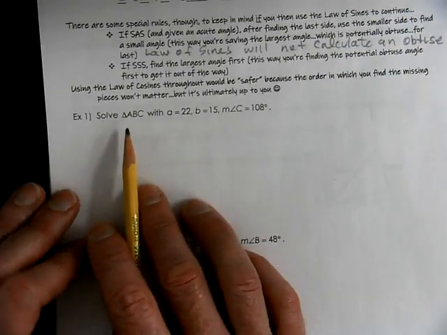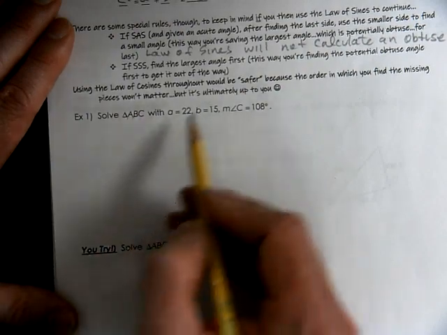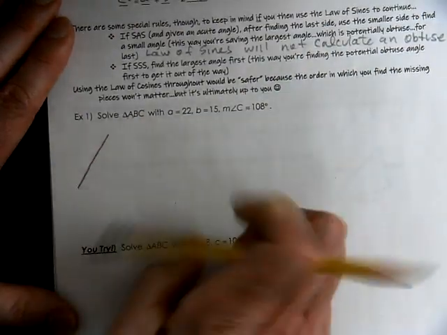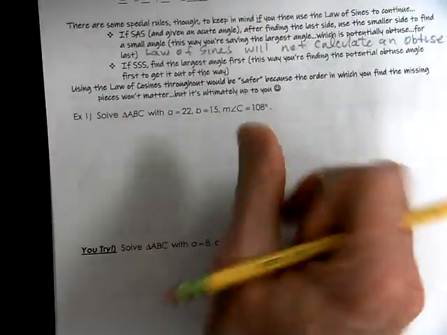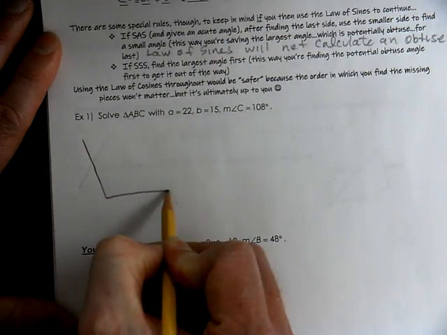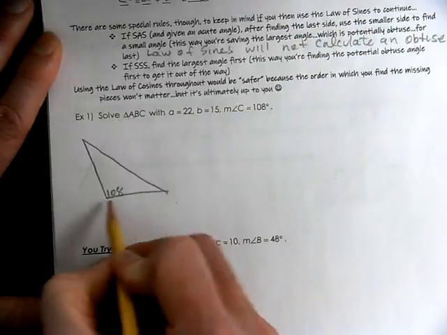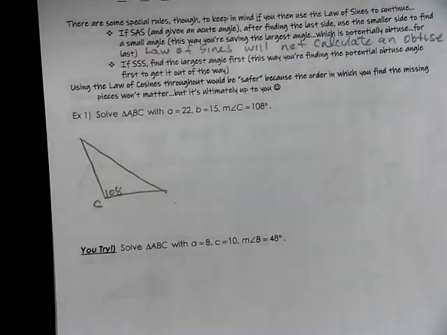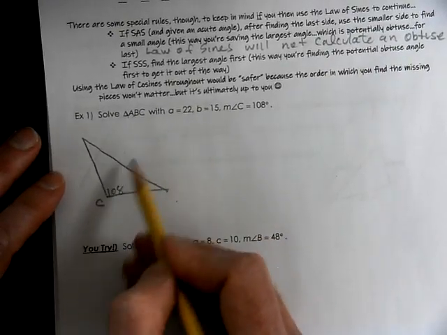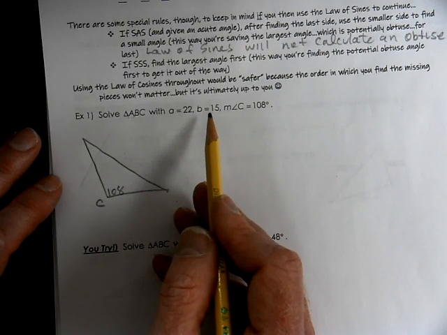So let's start here with this one. We are given triangle ABC. So I would start by drawing out, since they're giving us an obtuse angle, let's draw that as obtuse. 108, that's angle C. They don't give me side C, so I don't have the one across from it. They give me side A and they give me side B.